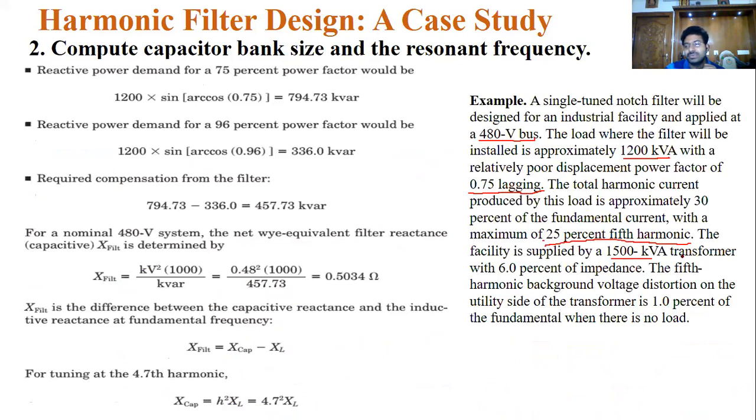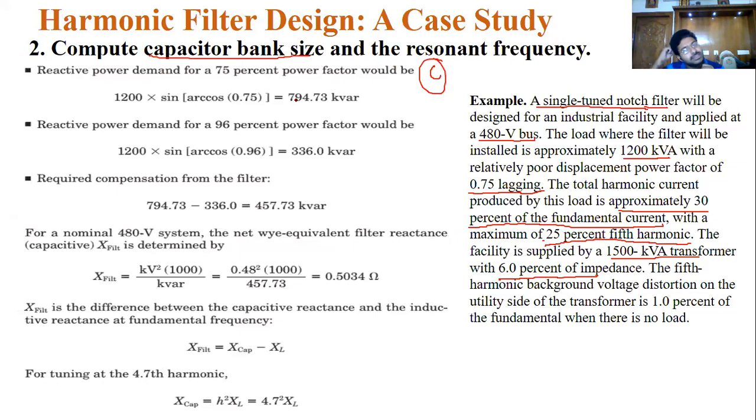So this is the transformer rating, and this is the impedance of that transformer. You can see these values. What is the IH value? 30% of the fundamental current value. You can see this value. You can design a single tuned filter, and from this you can design a capacitor bank size. Out of the RLC components, you can design the capacitor.